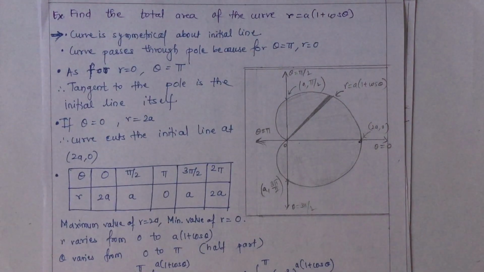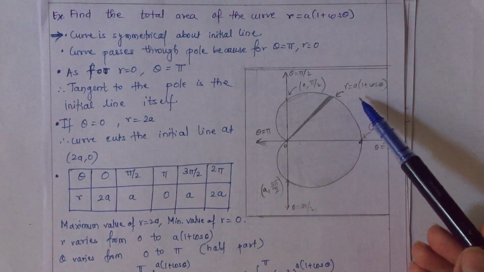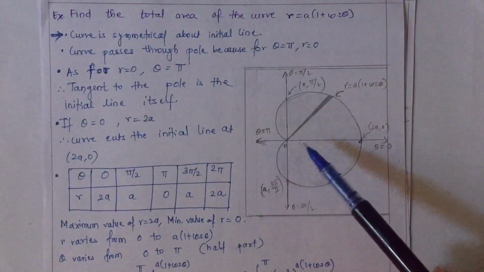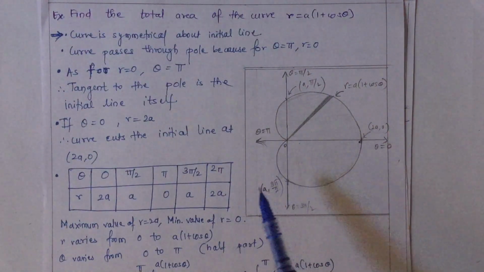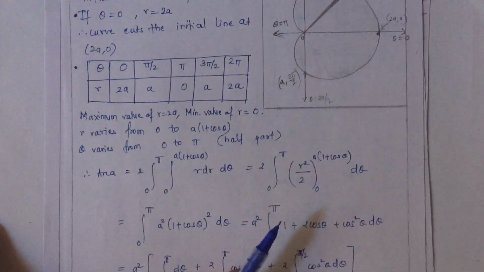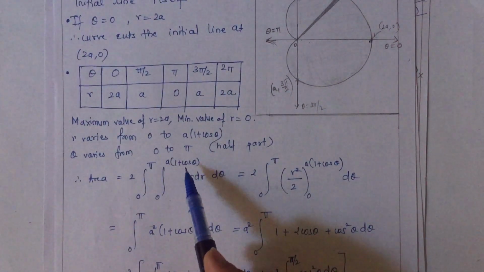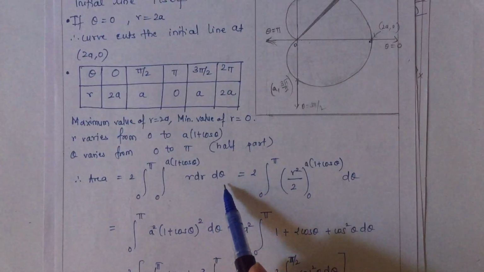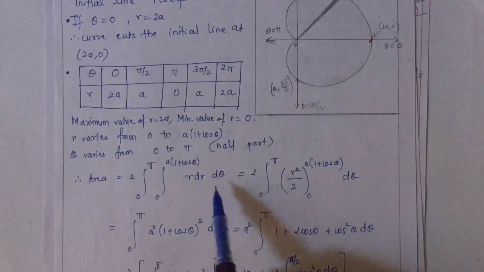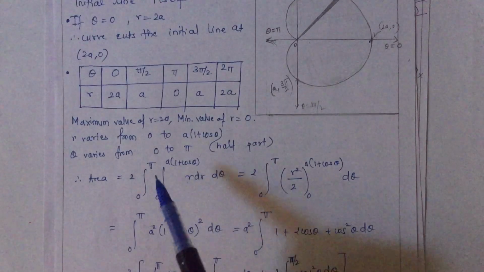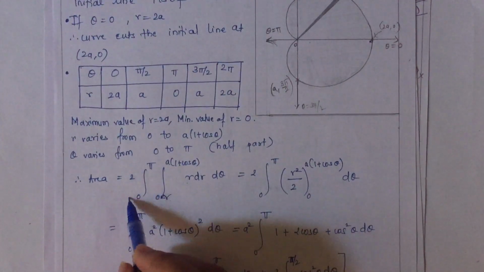So what are the limits here? The limits of r are 0 to a times 1 plus cos theta, and the limits of theta are 0 to pi. Okay, so the area will become 2 times integral 0 to pi, integral 0 to a times 1 plus cos theta, r dr d theta. This is the limits of r and these are the limits of theta.